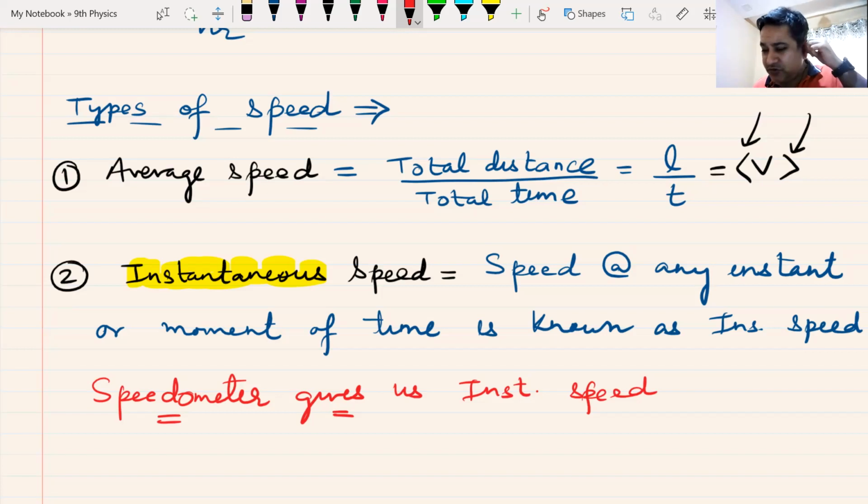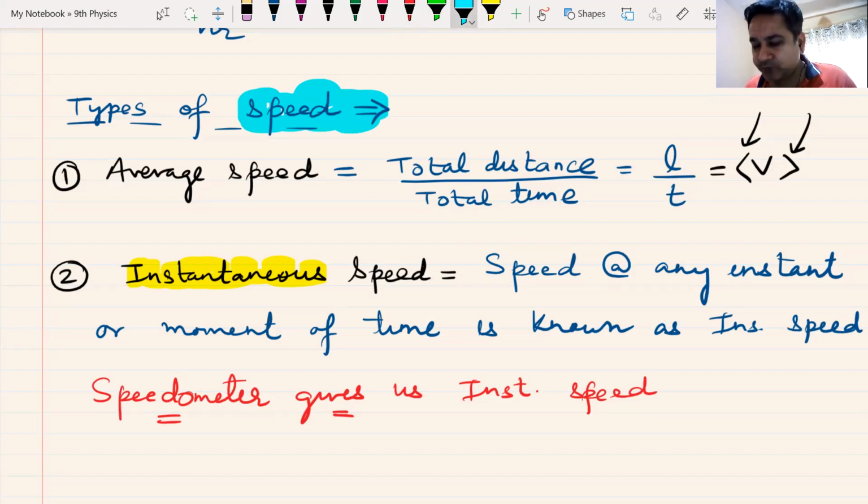Now, whenever you use the term speed, for example, I ask, Vedansh, what is your speed? Vedansh will just say, my speed is 40 km per hour. Kaushiki is also going in a bus. I ask Kaushiki, what is your speed? She'll say 30 kilometers per hour. Same with Ayush. Ayush, what is your speed? He'll say, sir, I'm resting. My speed is 0.